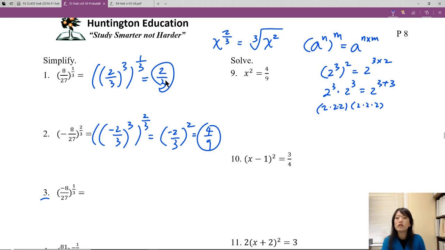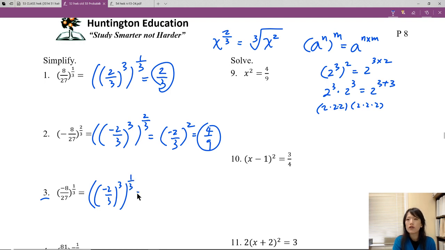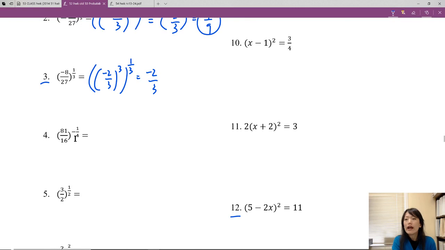Okay, look at the next one, number 3. Number 3, same thing, use cubes. So this is negative 2 over 3, whole thing cubed, right? All of it to the 1/3 power. 1/3 and 3 cancel, so the answer is negative 2/3. Next one, number 4. 81 and 16, was that to the 4th power? Yes, 2, right? So that's a 2 to the 4th. The top is a 3 to the 4th. Is that right? Yes.